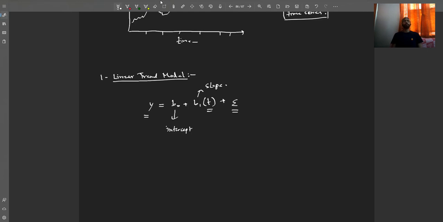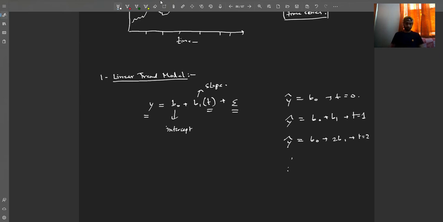Therefore, for t is equal to 0, y predicted or y hat is equal to b0, right? Because t is equal to 0. Then at t is equal to 1, y predicted is equal to b0 plus b1. For the second time period, t is equal to 2, y predicted is equal to b0 plus 2 into b1. Like this it goes on, right? This is how the linear trend model is represented, and this is the simplest form of model you can say of a time series.